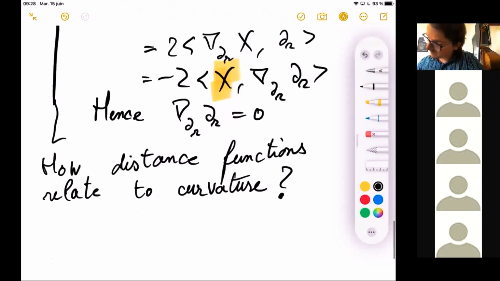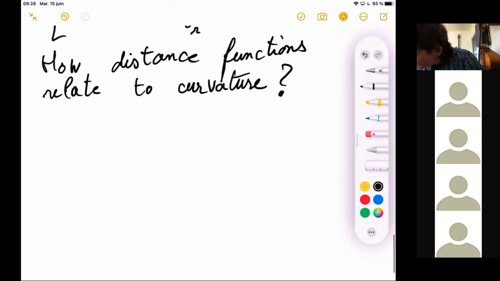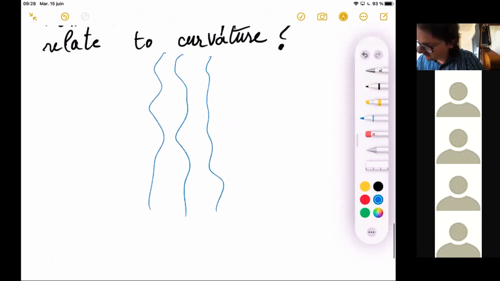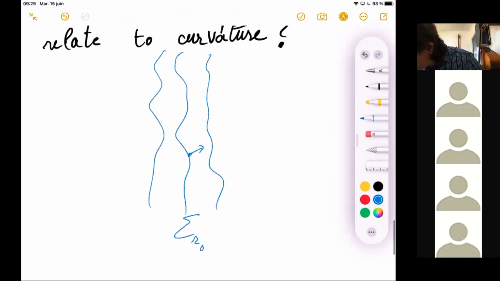So maybe let me redraw my Fermi coordinate patch. I have my foliation by sigma here. I have my del R vector field, and so integral curves of the vector field here, normal to those hypersurfaces, and they are geodesics.